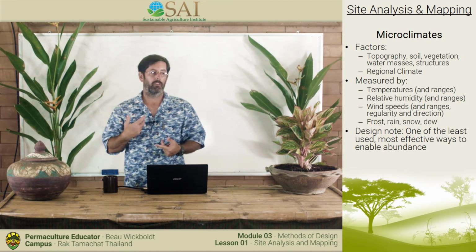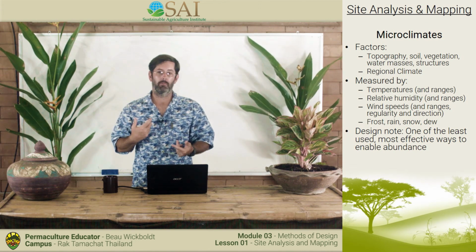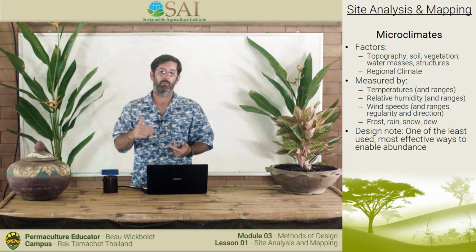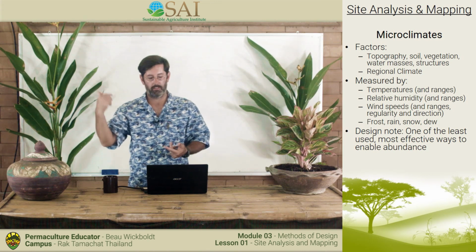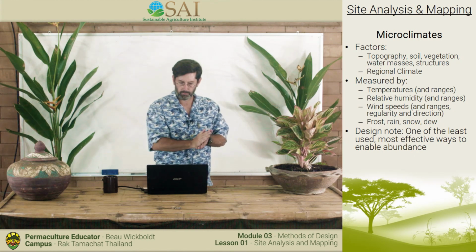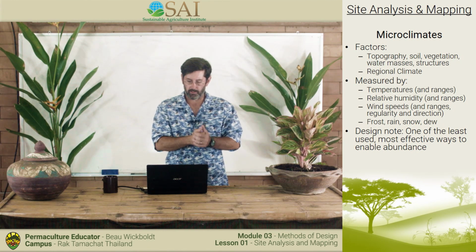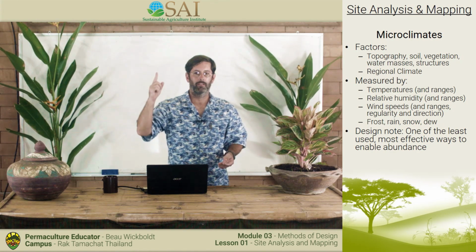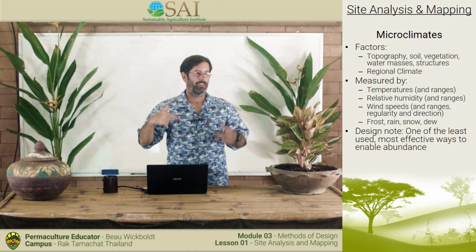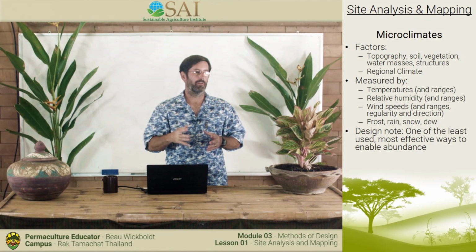And we can do our best, if we believe change is being driven by carbon, to sequester carbon, to reduce our carbon usage first, and sequester carbon through our actions like biochar. So design note, one of the least used, most effective ways to enable abundance is microclimates. Creation of microclimates on your property allows you to have more diversity.